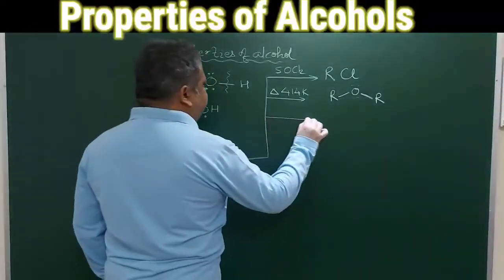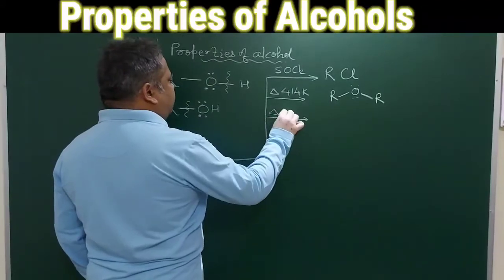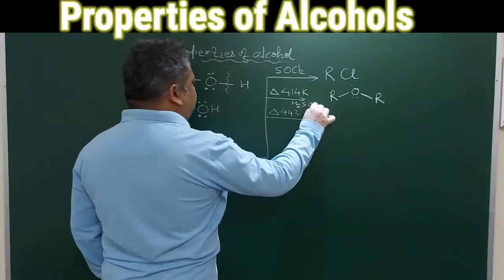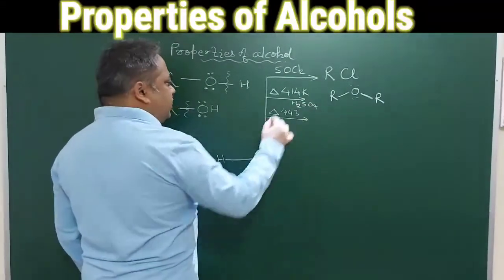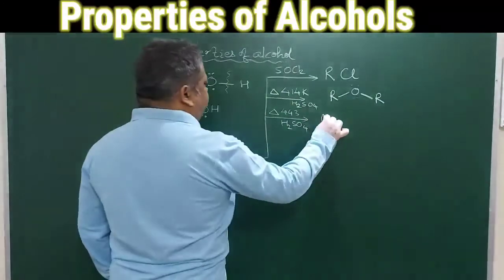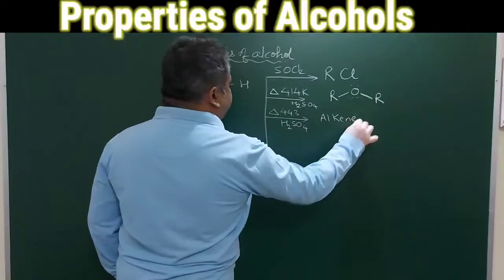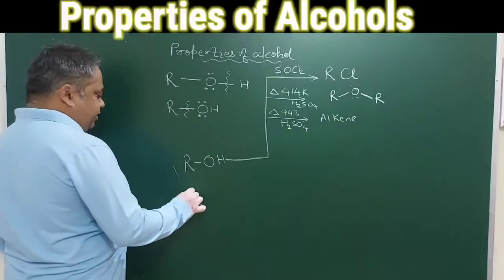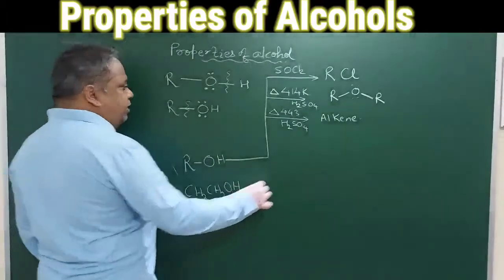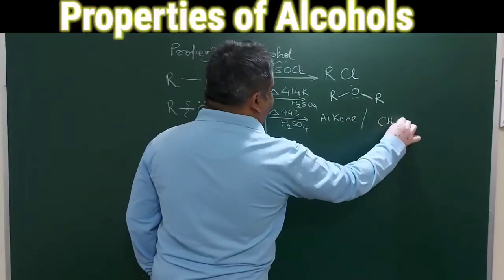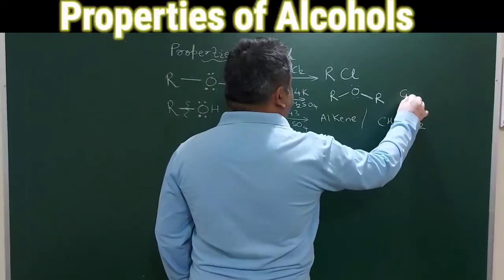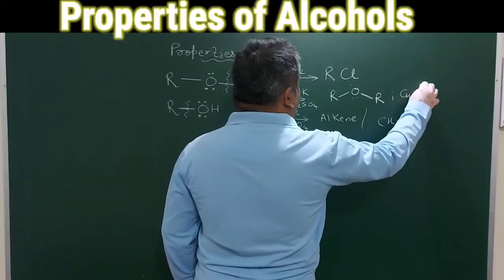But if we heat it at 443 Kelvin in the presence of an acid like H2SO4, which acts as a dehydrating agent, it will form alkene. Now I cannot write any specific alkene because I have taken a general alkyl group. Say if I write here CH3CH2OH for this, then I would write here CH2=CH2, and for the ether we will write CH3OCH3.